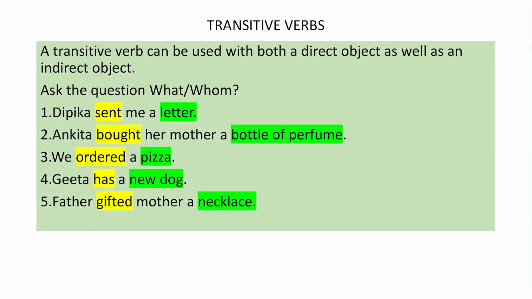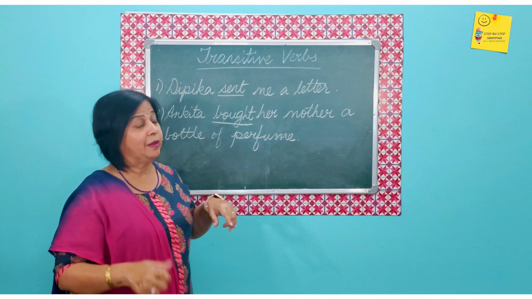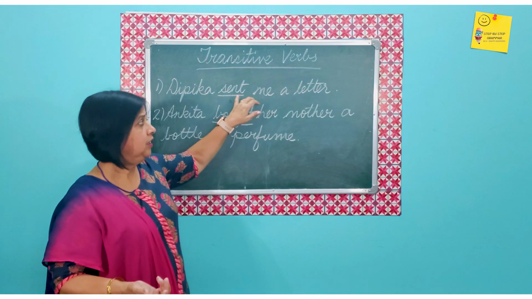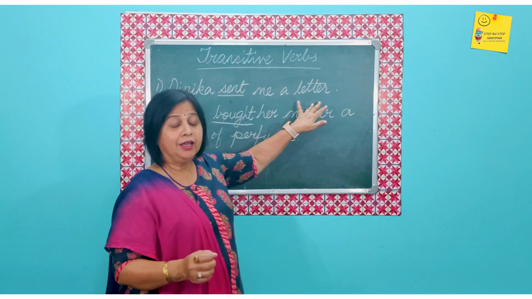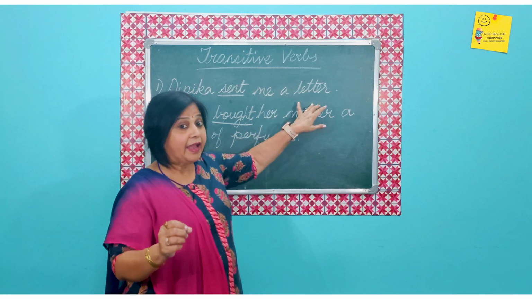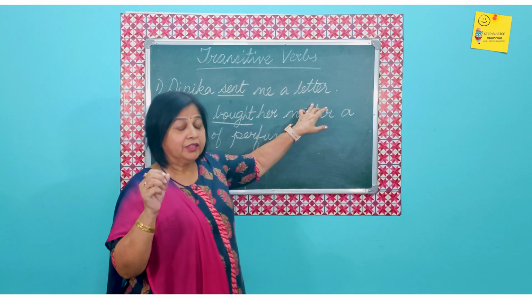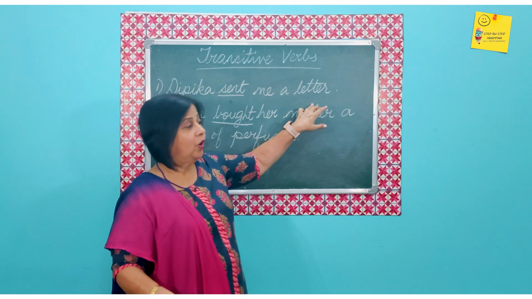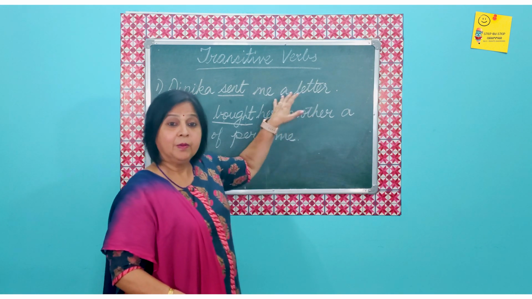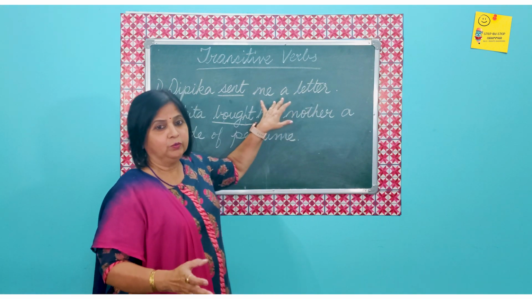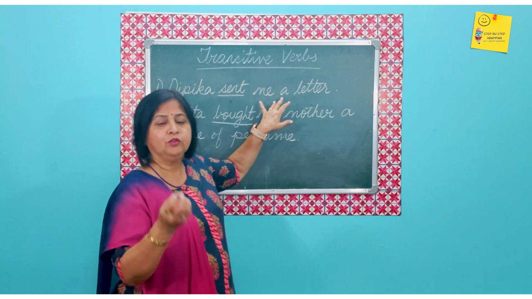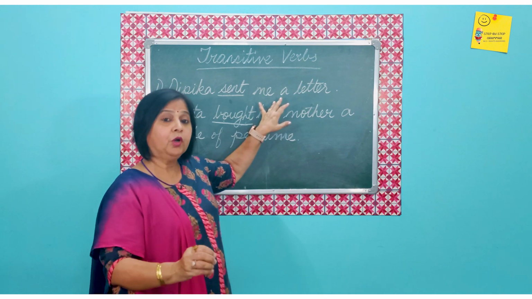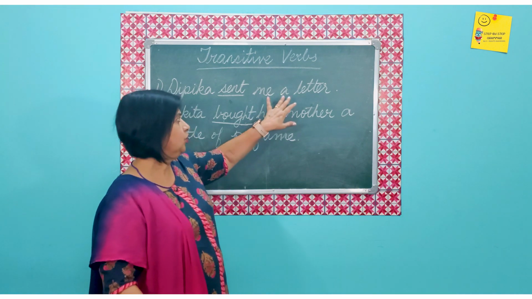Now, keeping this in mind, let us now look at some examples of just transitive verbs and then we'll look at some examples of only intransitive verbs. Now, some examples of the transitive verb. For example, the first sentence, Deepika sent me a letter. Like I had said in the previous video also, identify the verb, that's step 1. Sent what? A letter. Now, a letter is the direct object.